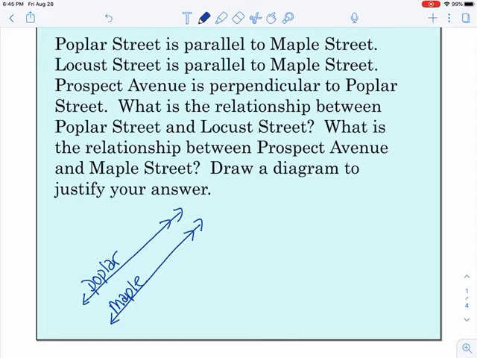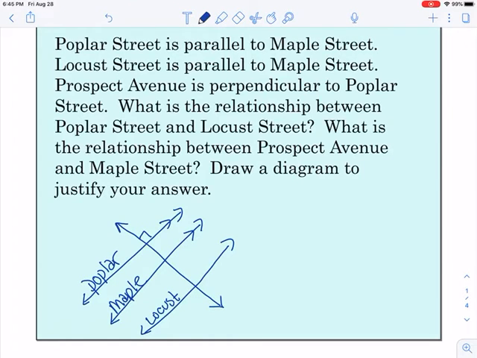Locust Street is parallel to Maple Street, so let's draw another third. That's really parallel as well. And that's Locust Street, which is clearly parallel to Maple Street. And now Prospect Avenue is perpendicular to Poplar. So I'm going to draw a line perpendicular to Poplar. And I'll put in my little perpendicular symbol there.